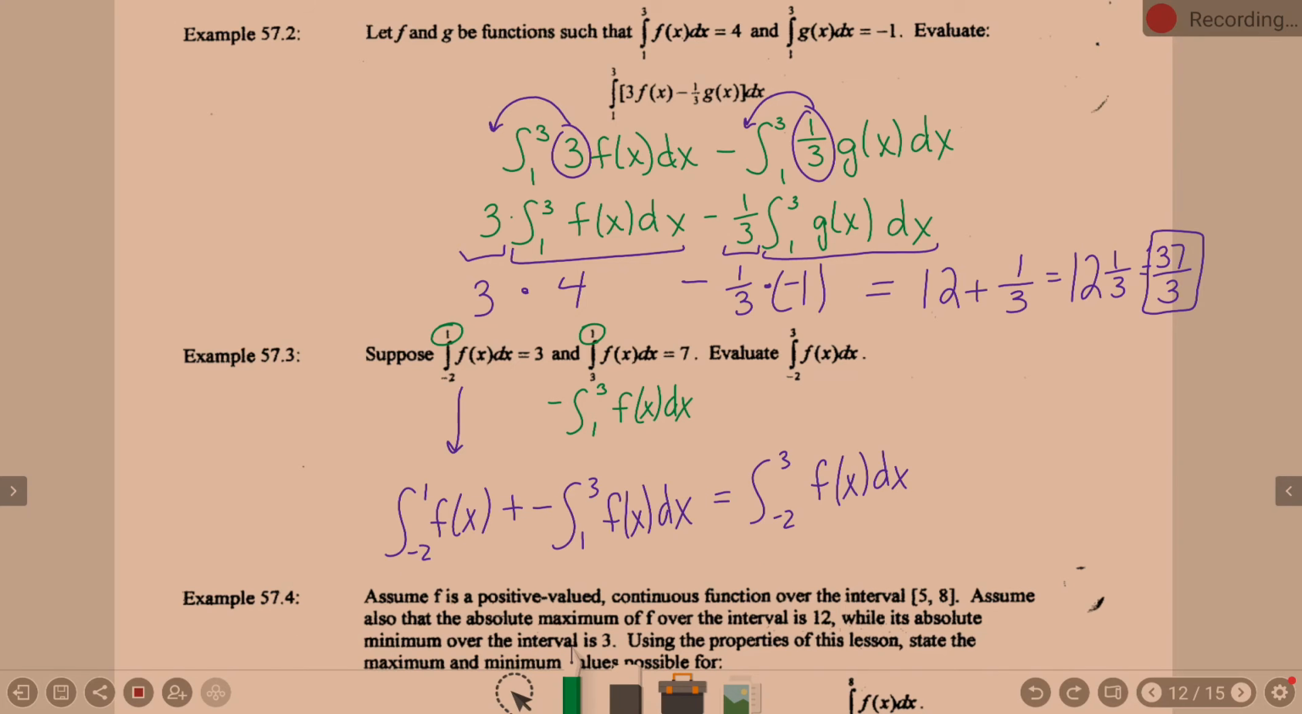Mathematically, what do we know here? Integral from -2 to 1 was 3 plus the negative of the integral from 1 to 3, so -7. And 3 plus -7 is -4. And on these ones, do we have to put like the units squared or no? No. Just numerical values here. Okay, we got it? You seem to also have seen that one relatively easy.